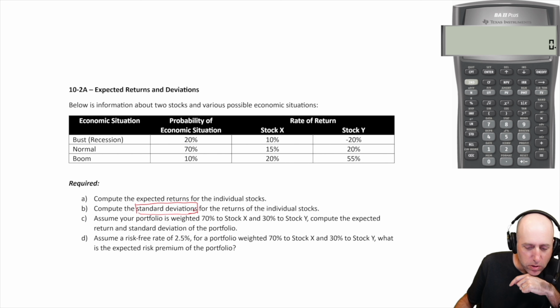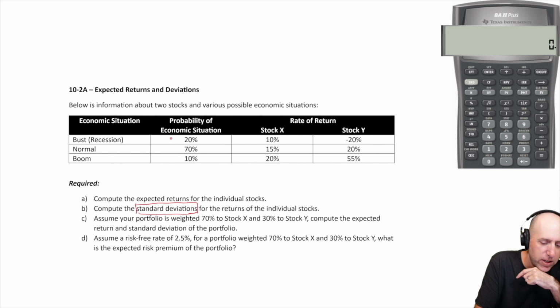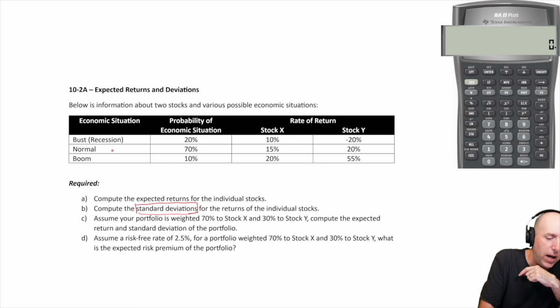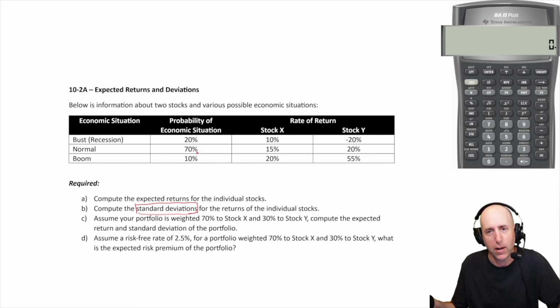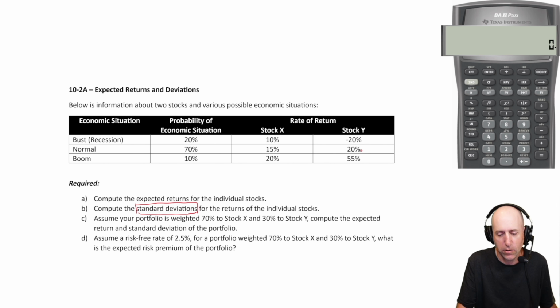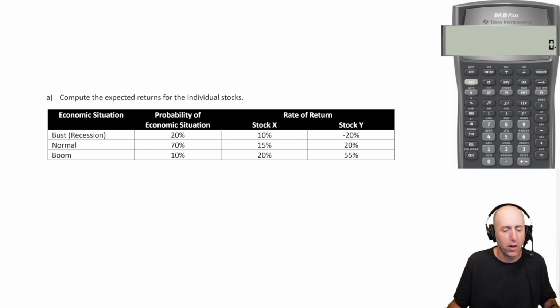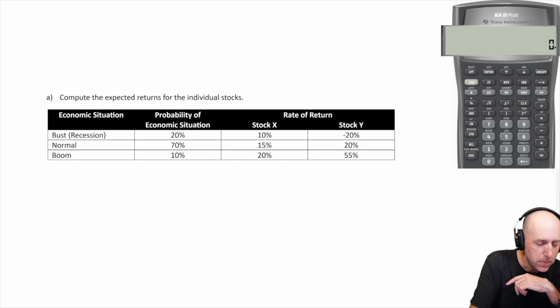Below is information about two stocks and various possible economic situations. So there's a 20% chance we'll be in a bust, and if we're in a bust, stock X gives us 10%, stock Y gives us negative 20%. There's a 70% chance this economy will be normal, and those are the expected returns in that situation. And there's a 10% chance of a boom cycle. So the first question is compute the expected returns for the individual stocks. I've just moved this to where I can scribble all over the screen, but it's all the same information.